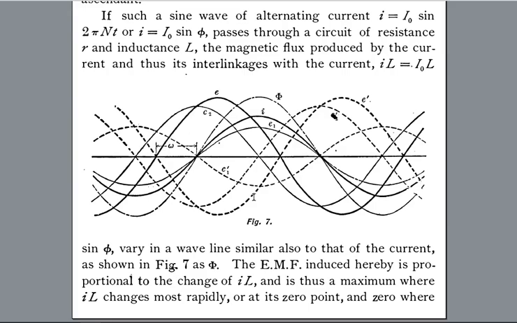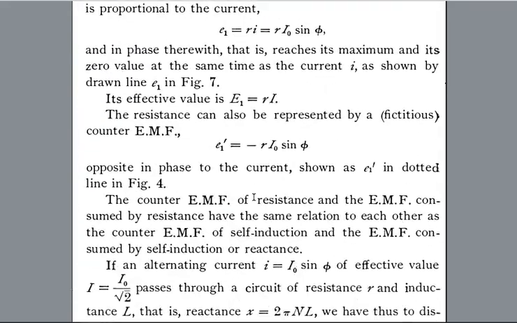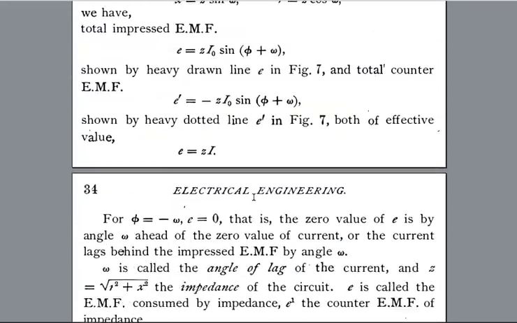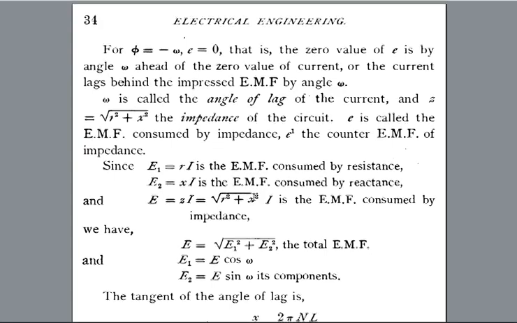For phi equals negative omega, E equals 0, that is, the zero value of E is by angle omega ahead of the zero value of current, or the current lags behind the impressed electromotive force by angle omega. Omega is called the angle of lag of the current, and Z equals square root of R squared plus X squared, the impedance of the circuit. E is called the electromotive force consumed by impedance, E prime the counter-electromotive force of impedance.